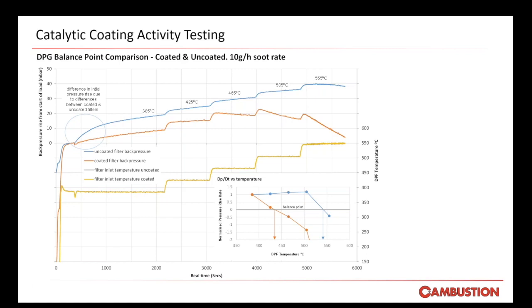So when your back pressure curve is neutral or flat, you know that your soot mass rate is equal to your oxidation rate. The blue trace in this graph is for a filter without a catalyst. Over 550 degrees is needed for the oxidation rate to exceed the soot generation rate for the back pressure curve to start coming down. However, for a catalyzed or a coated filter, the orange one, this occurs at much lower temperature, at 450 degrees. The balance point temperature is that where the back pressure line is flat.